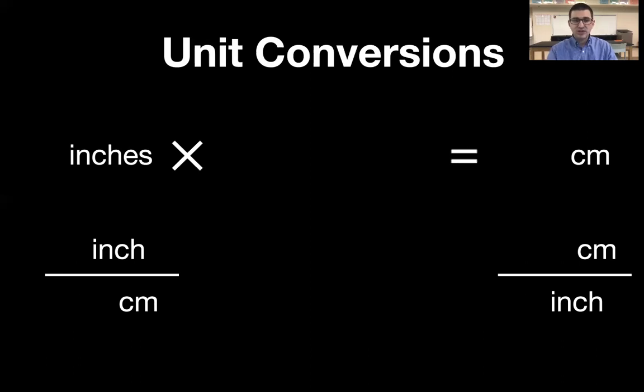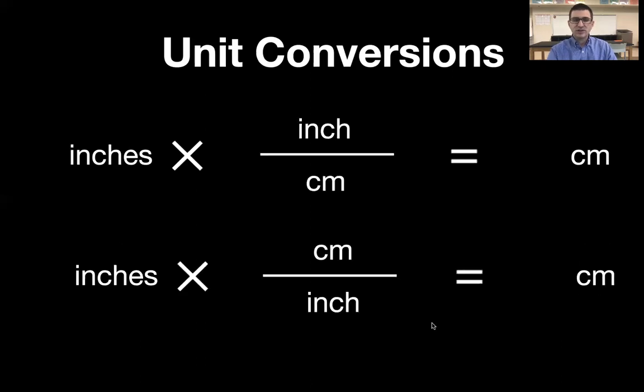So let's just look at the units. Let's see what it looks like. If we take inches and multiply by this conversion factor, do we end up with centimeters? I should put a question mark over here. And over here, if we multiply the inches by this conversion factor, do we actually end up with what we want, which is centimeters?